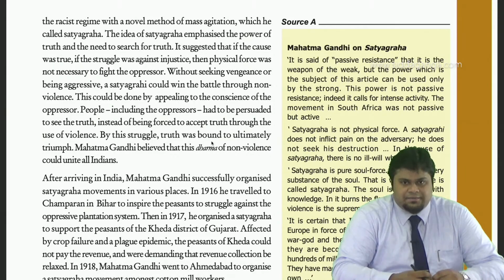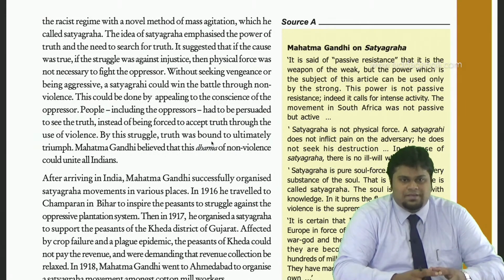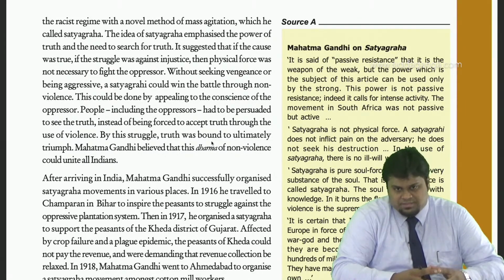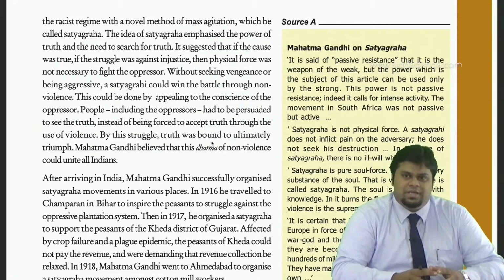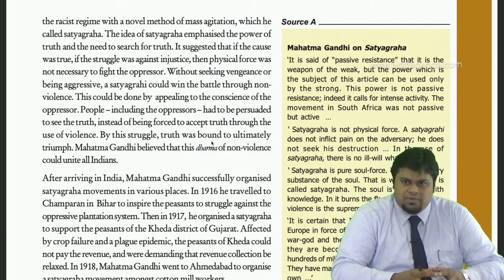This could be done by appealing to the conscience of the oppressor. People, including the oppressors, had to be persuaded to see the truth instead of being forced to accept the truth through the use of violence. Truth was bound to ultimately triumph, and Mahatma Gandhi believed that this dharma of non-violence could unite all the Indians. So here is the concept of Satyagraha, in Mahatma Gandhi's own words.